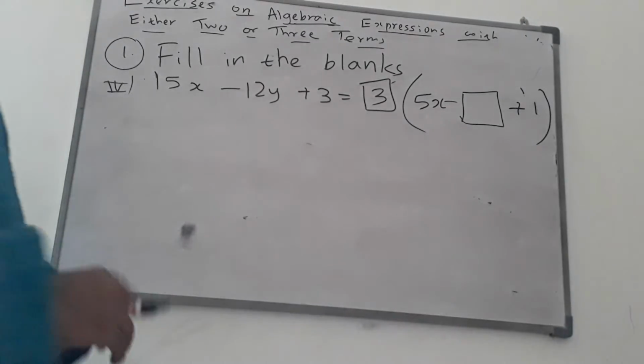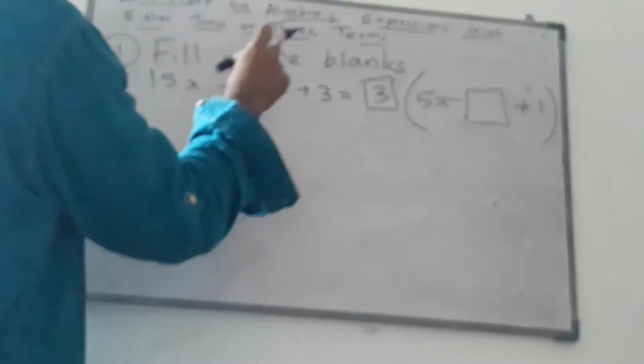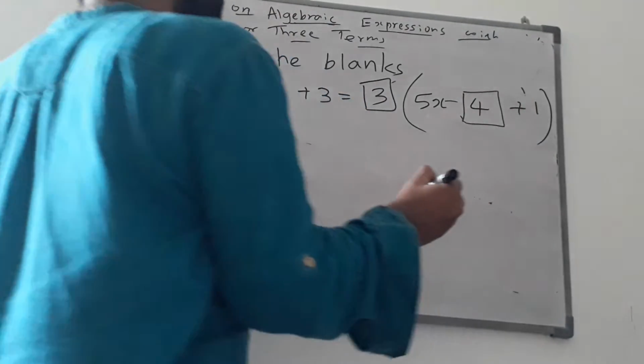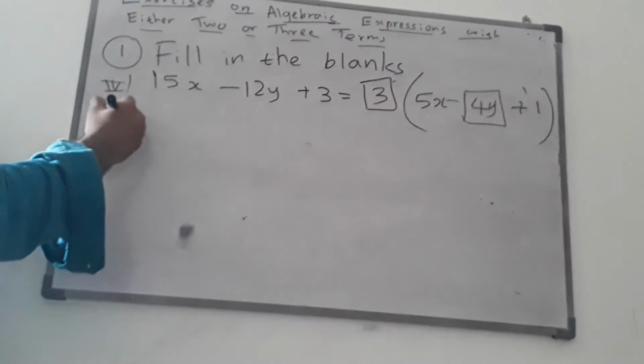Next what we have to do is find the space here, and we know that it is minus. 3 times something is 12. We know 3 times 4 is 12. So 4 is there, and 12 times y means y. So this should be 4y. 3 times 4 is 12, 12 times y is 12y. So we can get this.